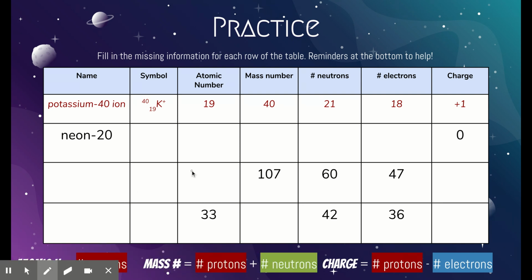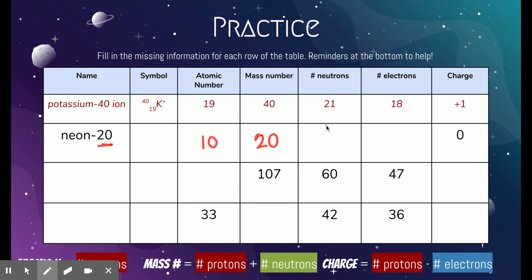Okay, so let's try doing a couple of these together. Let's look at neon-20. What I know is that my element is neon. If I look at my periodic table, I can tell that the atomic number for neon is going to be 10. And from the name, I know that 20 is going to be my mass number.